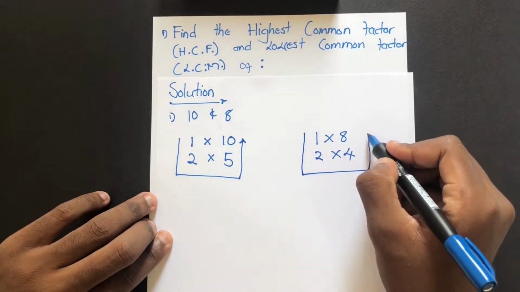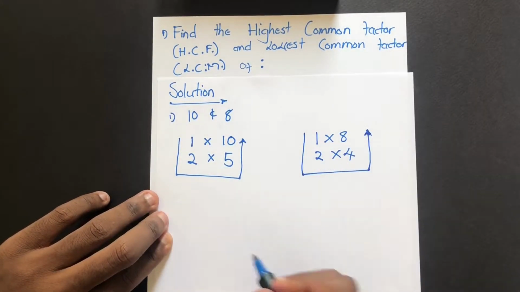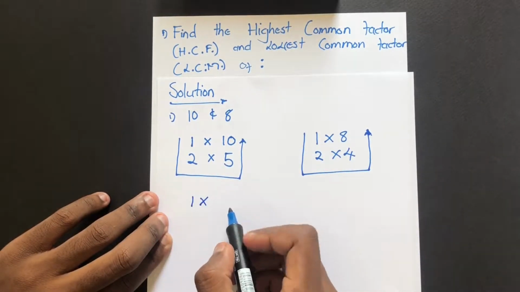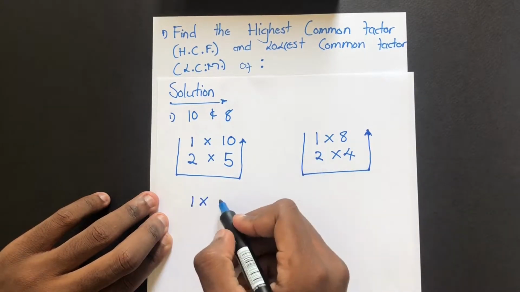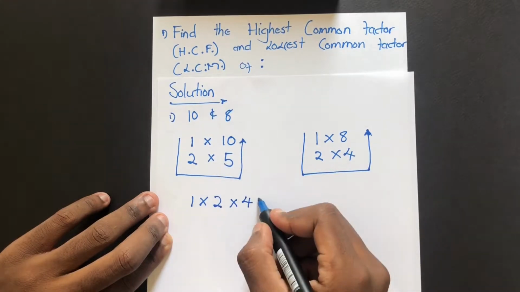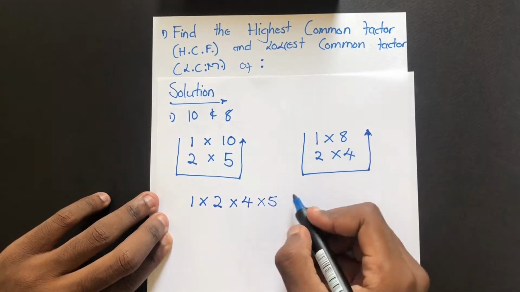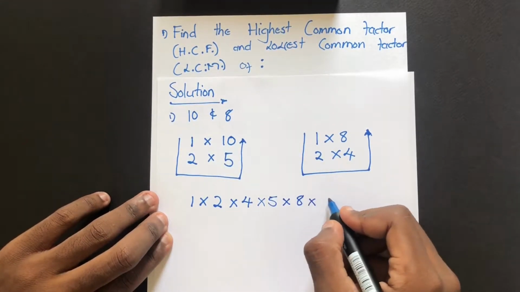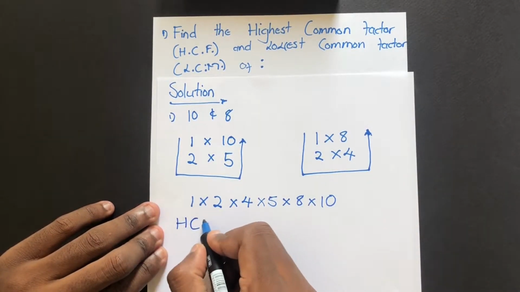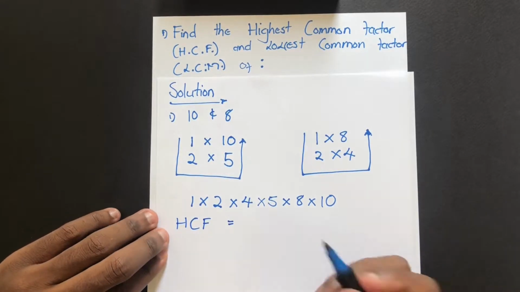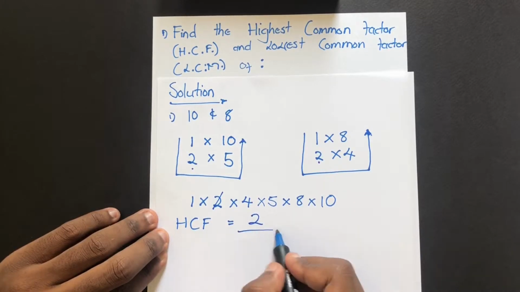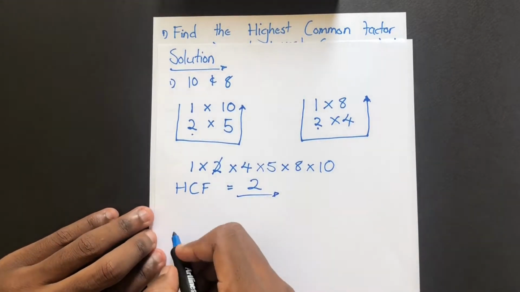After this, we'll list out all the numbers on the factor list, carefully minding not to repeat the same values we have. So 1, 2, not repeating the 2, 4, then 5, then 8 and 10. And lastly, we pick out the highest number on our factor list, which in our case is 2. That's the highest. 1 is not the highest.